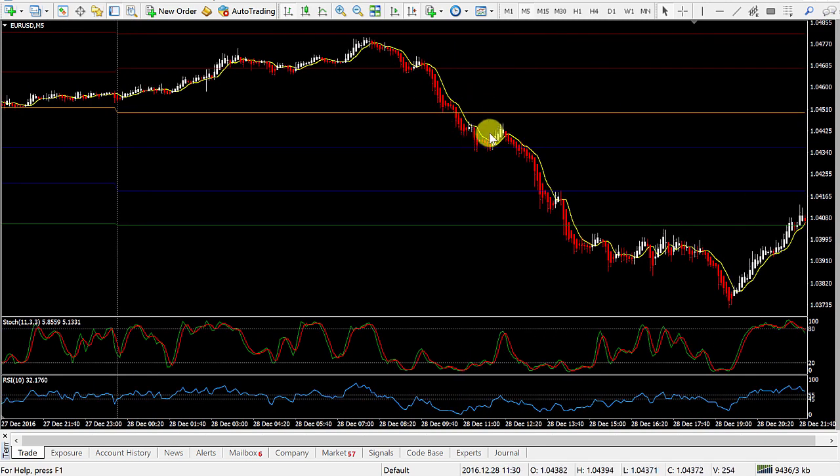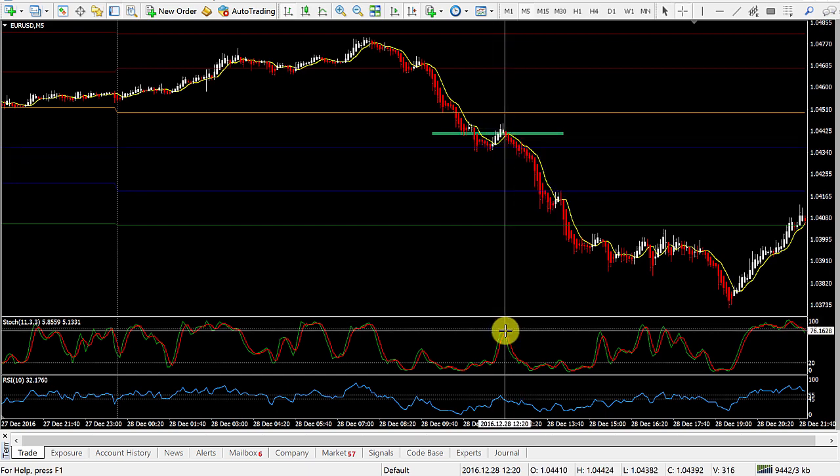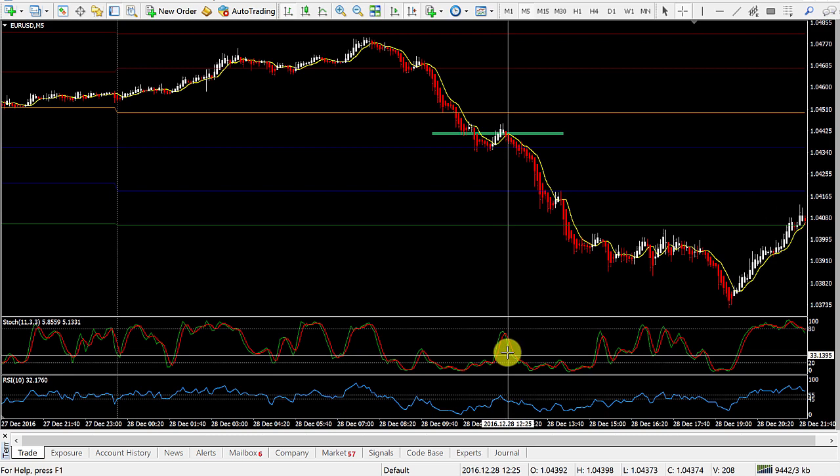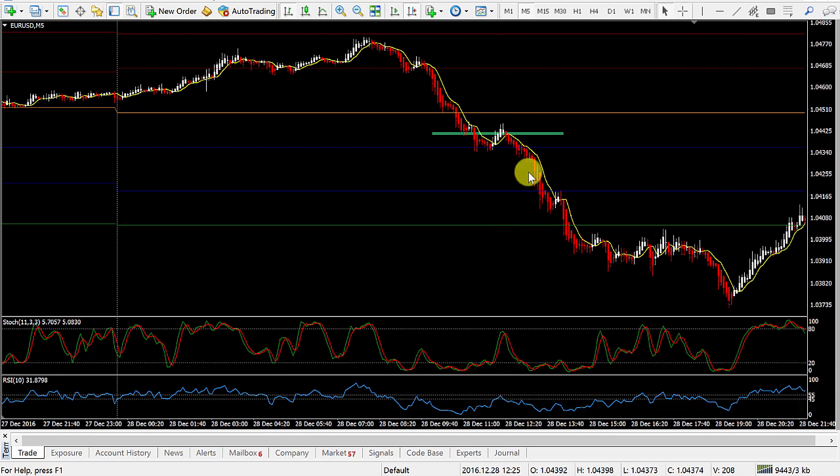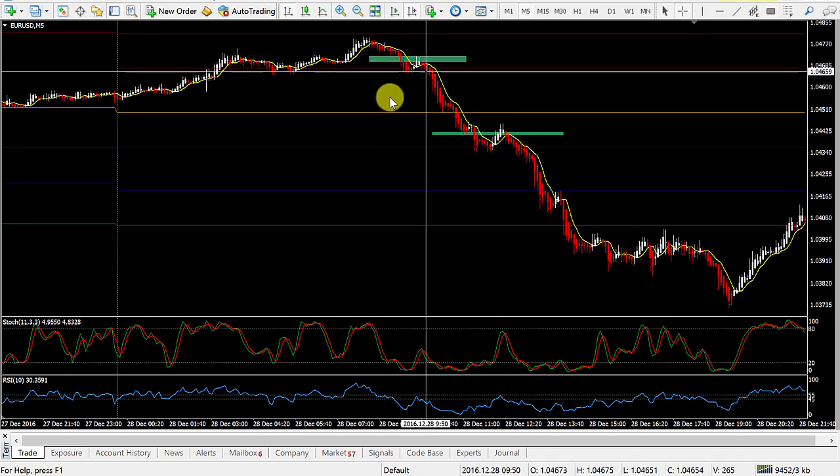And what I mean by that is, if you have a simple pullback, like only white candles, and then you go into the red candles, the stochastic is showing a nice turnover, the RSI as well. That is exactly what we want. Here also simple pullback and continuation.